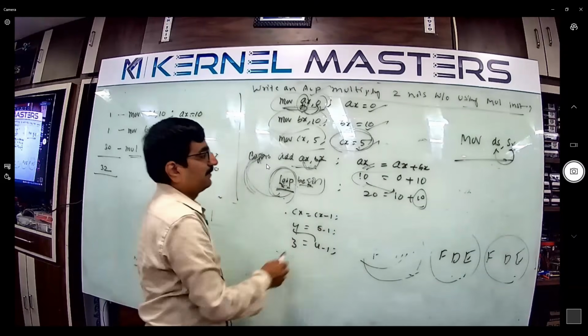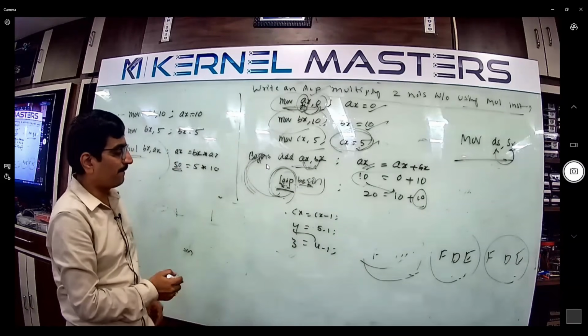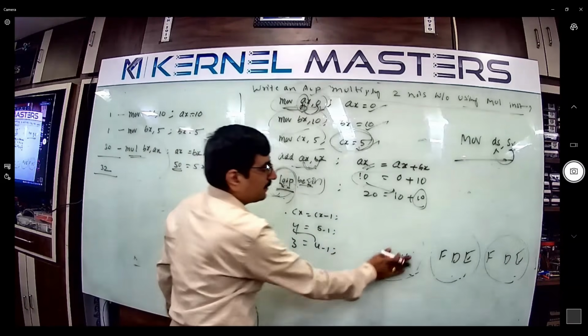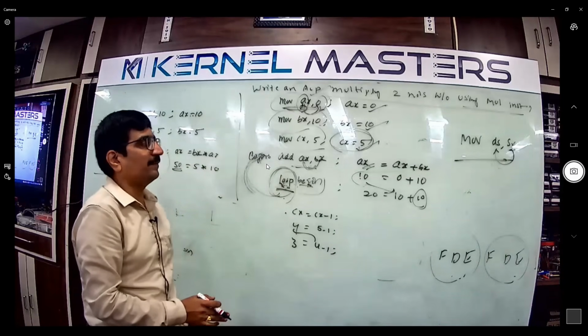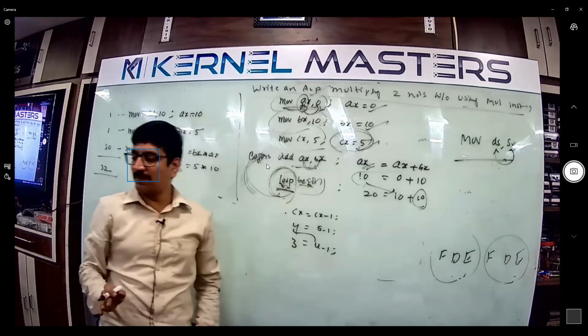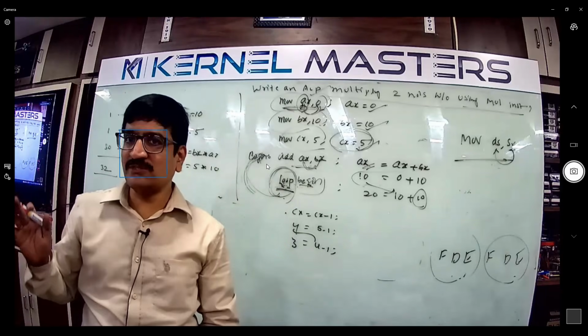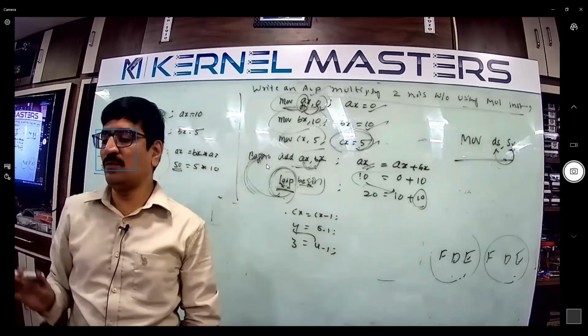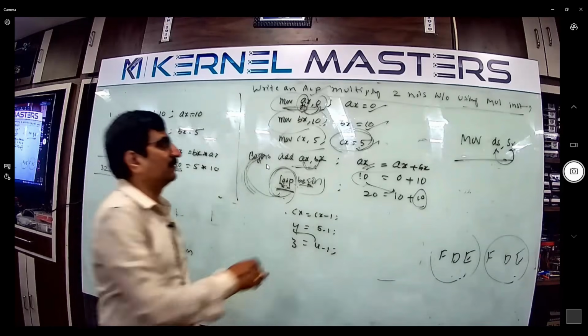Sir, a small note. Instead of CX, if I give DX, will it also work? No. The loop instruction only decrements the CX register, not any other register. Only the CX register. Okay, thank you.